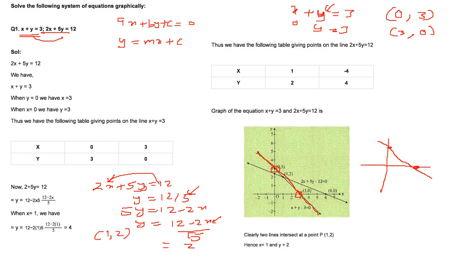Now let me find any other number. If I put 3, say 3 to the 6, so 12 minus 6 is 6. 6 by 5 is again not a number of my choice. So if I put a minus 4 here, say I am putting x equal to minus 4, so minus 4 into minus 2 is plus 8. 12 plus 8 is 20. 20 divided by 5 is 4. So this is a better choice. If I take x as minus 4, y will be 4. That will be a proper number that I can show on the graph.